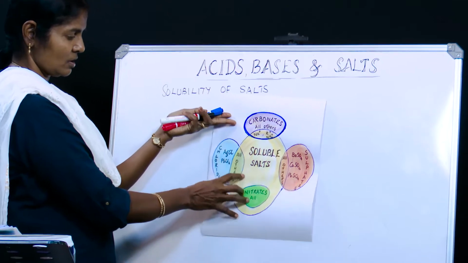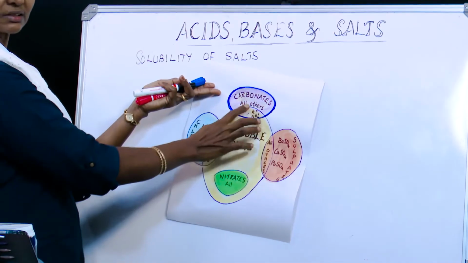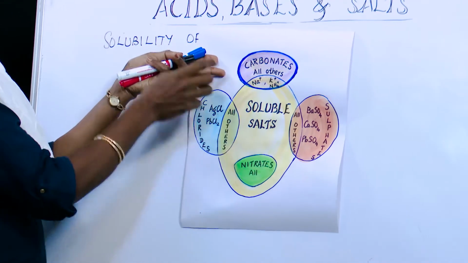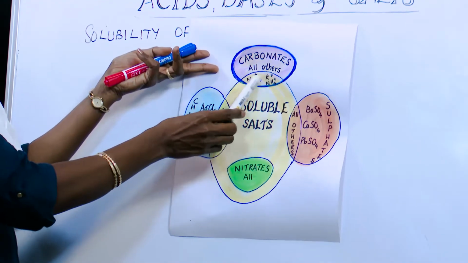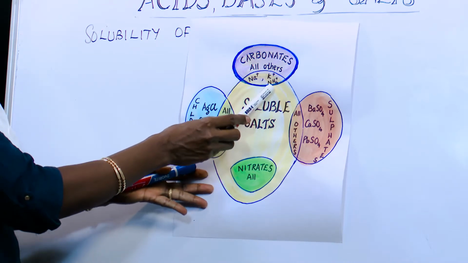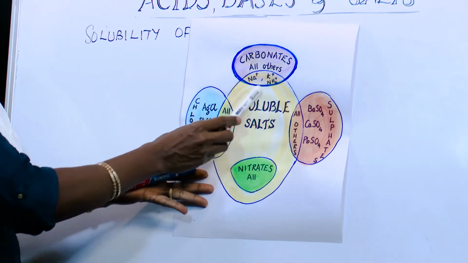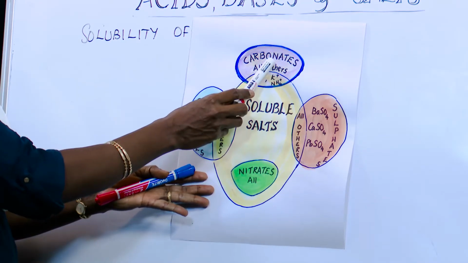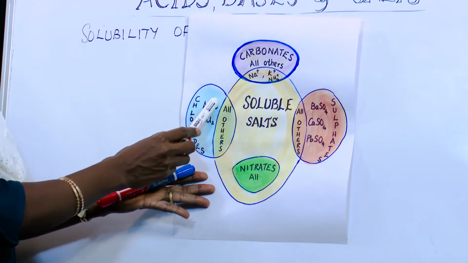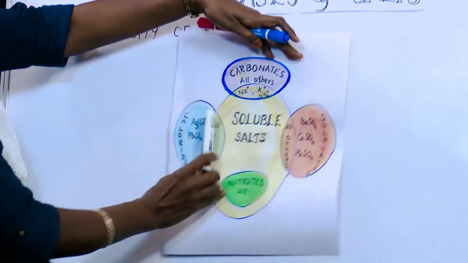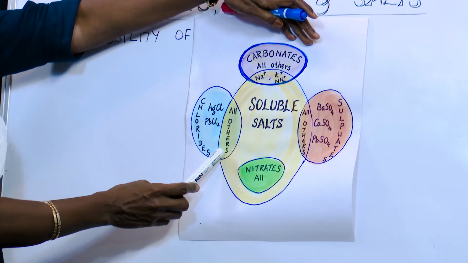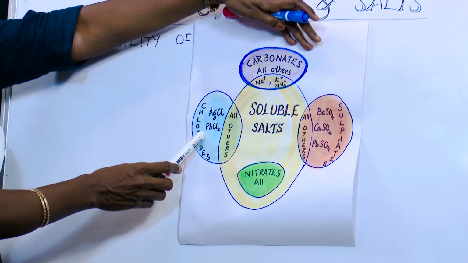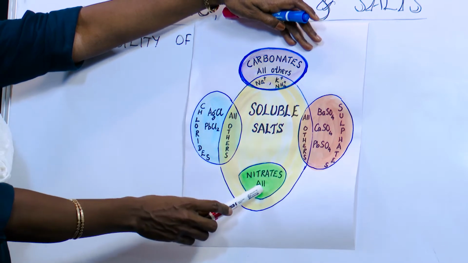Okay. Now all the soluble salts come in this circle, which means all salts of sodium, potassium and ammonium are soluble. In whatever form you take, they are soluble. But all other carbonates are insoluble. In chlorides, all chlorides are soluble except silver chloride and lead chloride. All the nitrates are soluble.